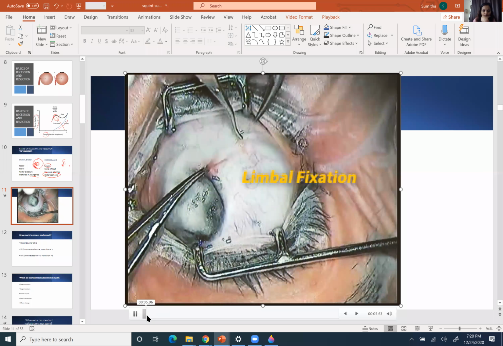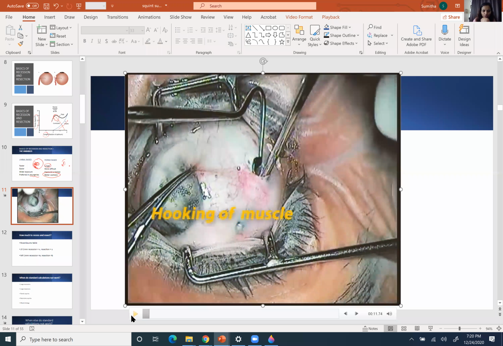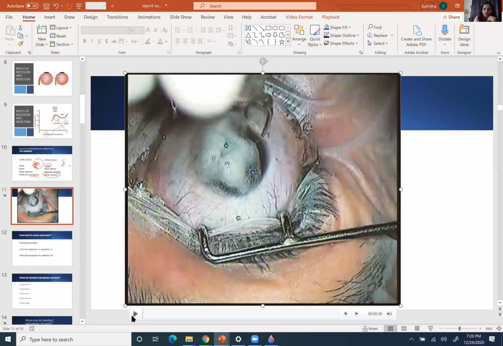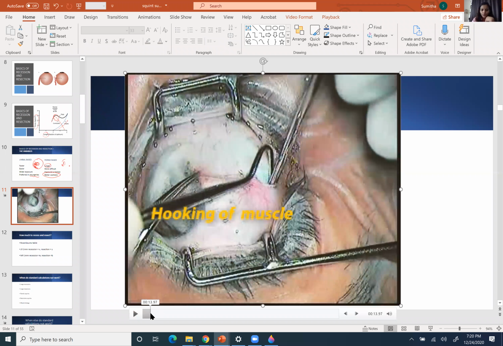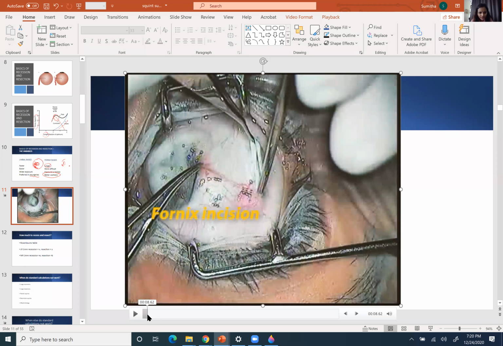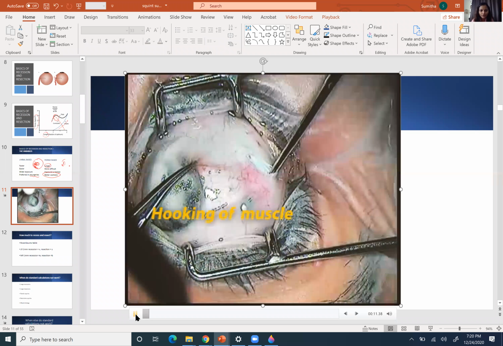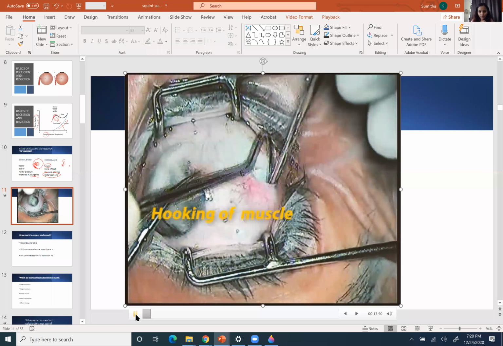So that's a fornix incision. Then that's a Von Graefe's hook, a blunt hook. Here you have to make sure that you're actually posterior to the muscle insertion. If you're not posterior to the muscle insertion when you're sweeping across the eye, you'll come anterior to the insertion and not hook any muscle at all. Let's watch the video and probably later I'll explain.